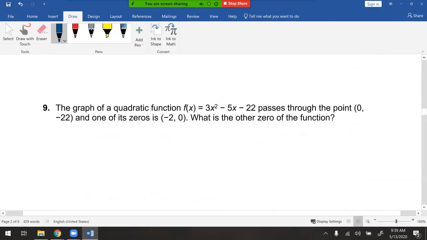Okay, the graph of a quadratic function passes through the point 0, negative 22, and one of its x-intercepts is negative 2, comma 0.